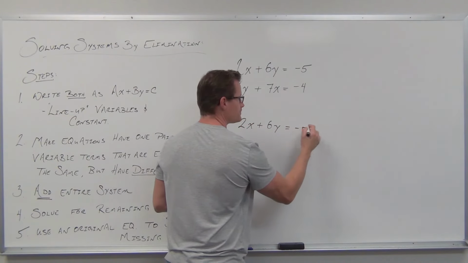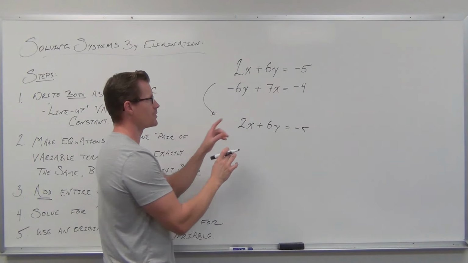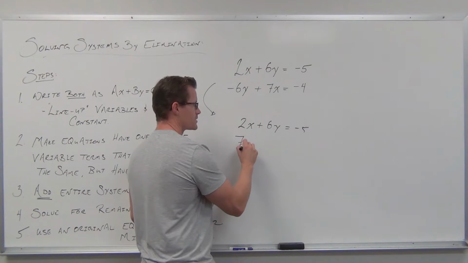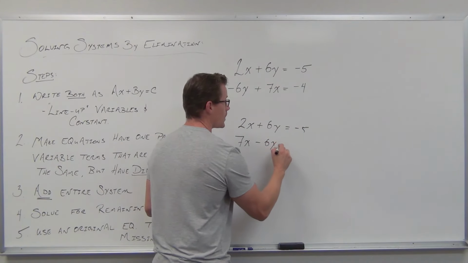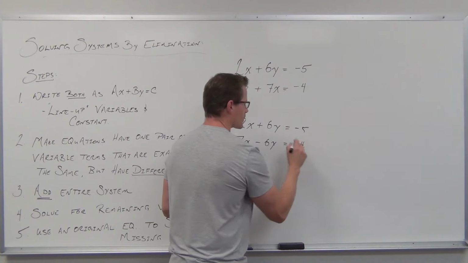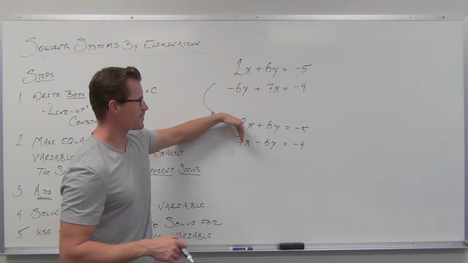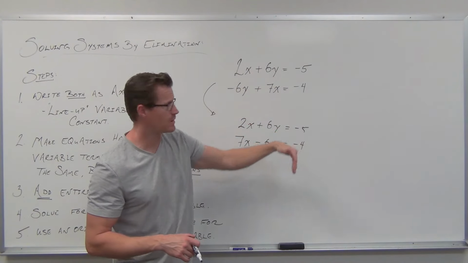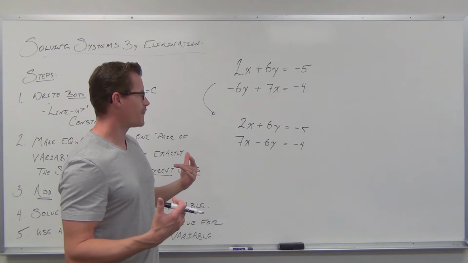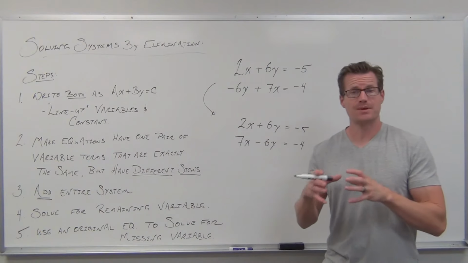As we're rewriting, make sure that our terms go with the signs in front of them. So our plus 7x translates to a positive 7x, and our negative 6y is a minus 6y. Our constant doesn't change. That looks a whole lot better. We have x's on x's, y's on y's, and constants on top of constants. It's looking pretty good. Now we're trying to identify if we have one pair of variables that are opposite terms.